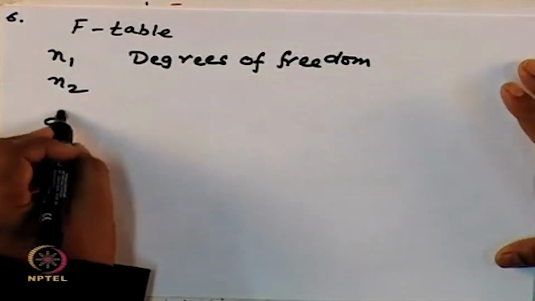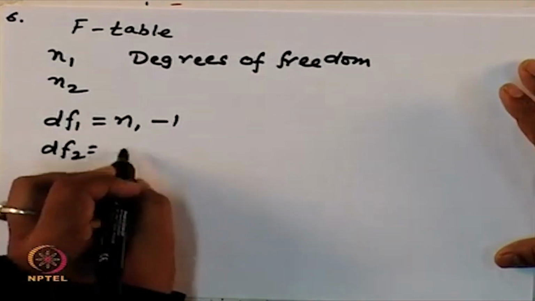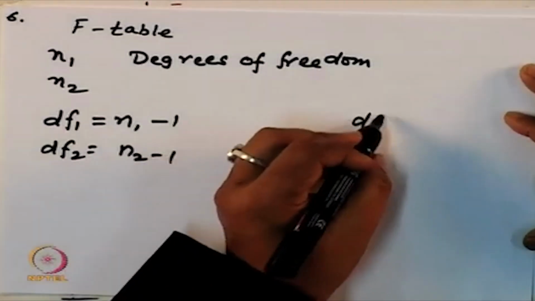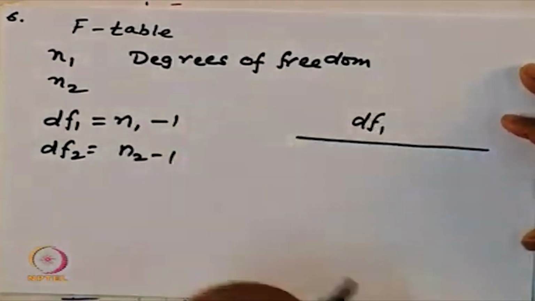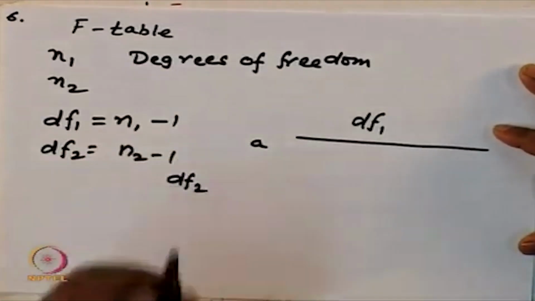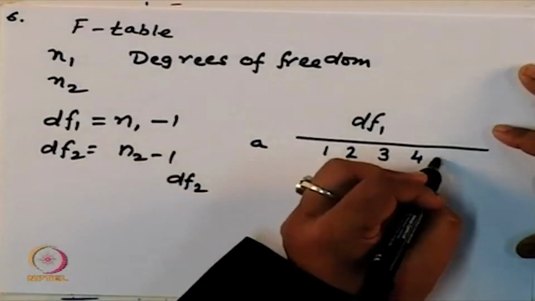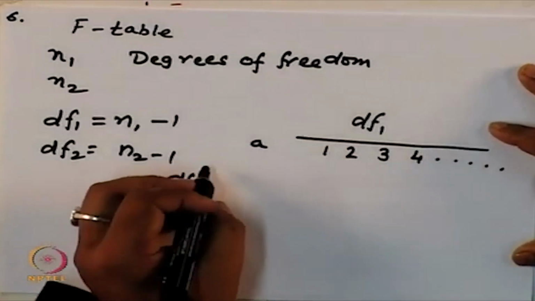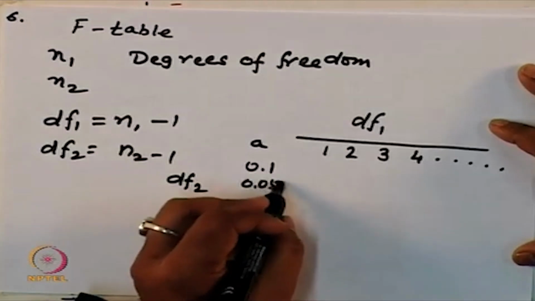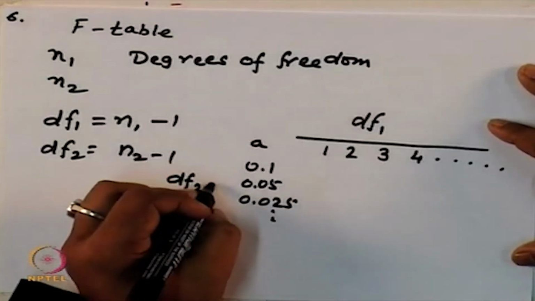One is df1, which is n1 minus 1, and df2 is n2 minus 1. So, in an F table, you have the values of df1, the value of significance, and df2. For example, in df1 you will have various values, let us say 1, 2, 3, 4, and so on, and A will have various significance levels, let us say 0.1, 0.05, 0.025, and so on. And for each of these you will have df2.